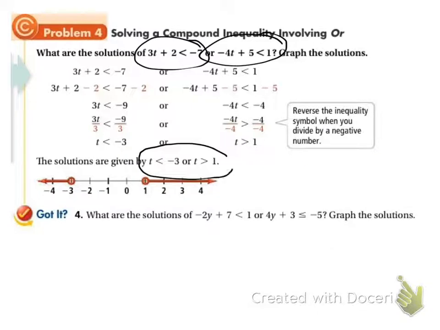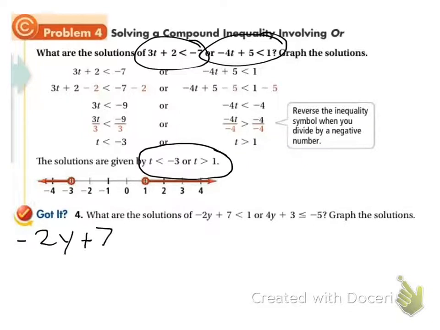Because my answer then is t is less than -3 or t is greater than 1. So, a lot easier. Basically, you're doing exactly what we've done before. You just have to do it twice. So, let's try our got it problem down here.